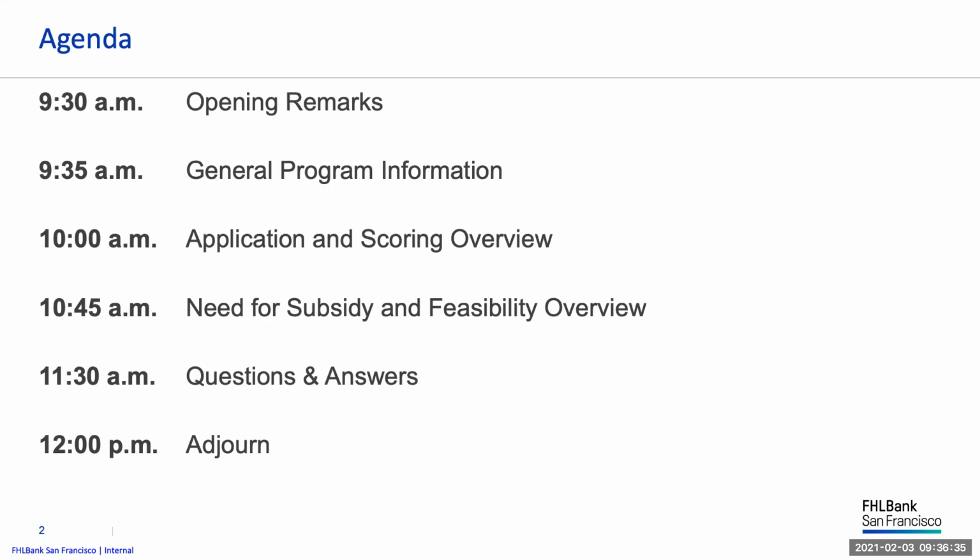Included in yesterday's email to all webinar registrants were several helpful documents that we will reference throughout today's presentation. You should have received a copy of the presentation, the application, the owner-occupied financial workbook, and scoring results from the last competition.